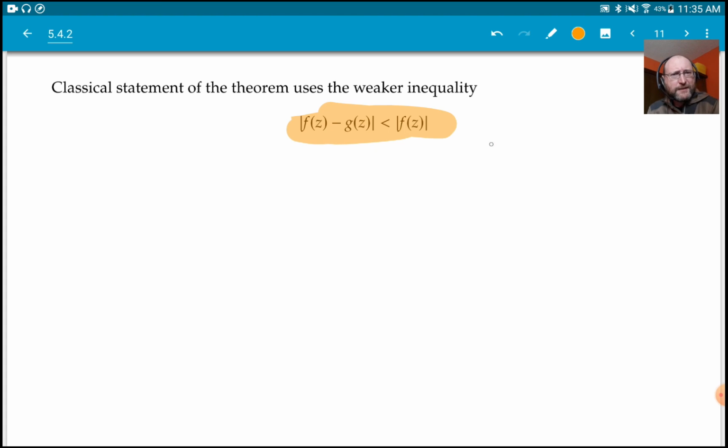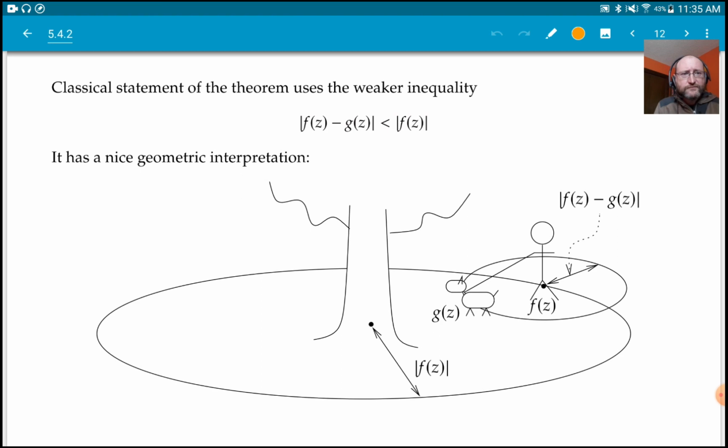So it's basically missing the plus. This is terrible for writing, right? Plus the modulus of g, right? So that's weaker, right? But it has a nice interpretation, right?